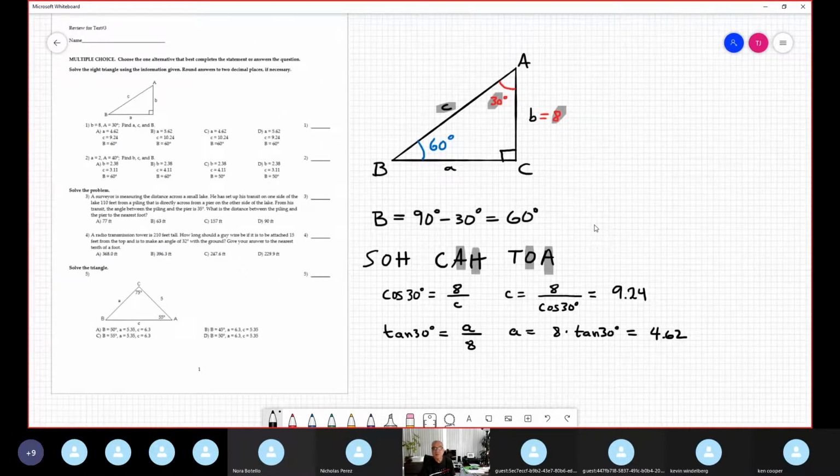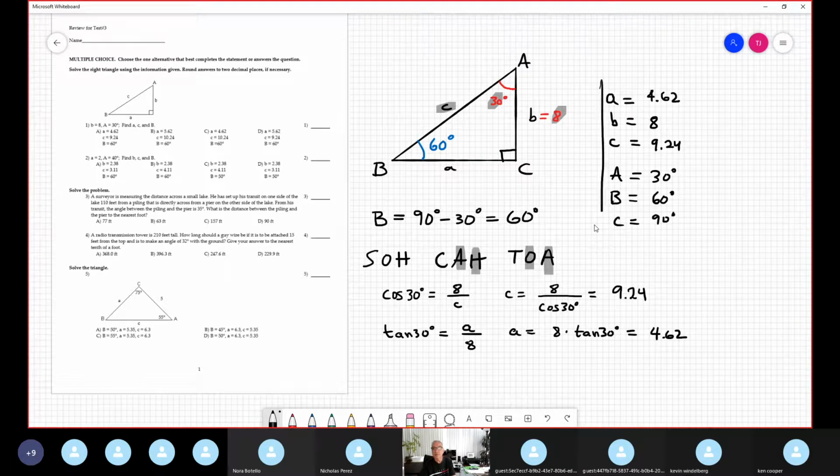So the conclusion of this problem: A is 4.62, B is given at the beginning, 8, and C was 9.24. Everything is logical because the hypotenuse is bigger. Angle A, 30, is given at the beginning, B was found to be 60, and 90 degrees. Boom, end of the story.